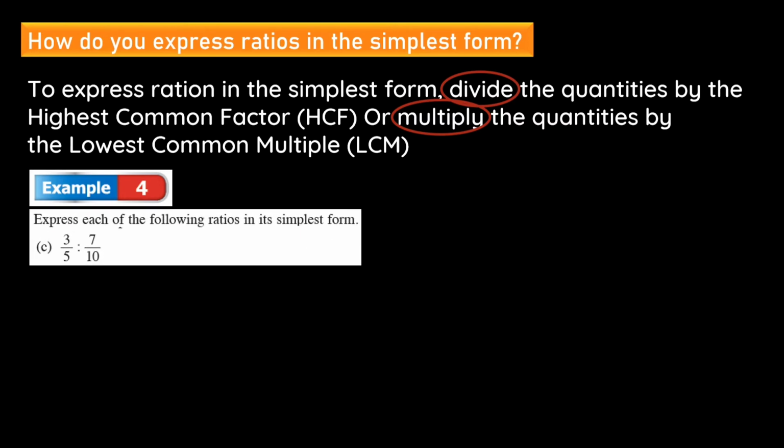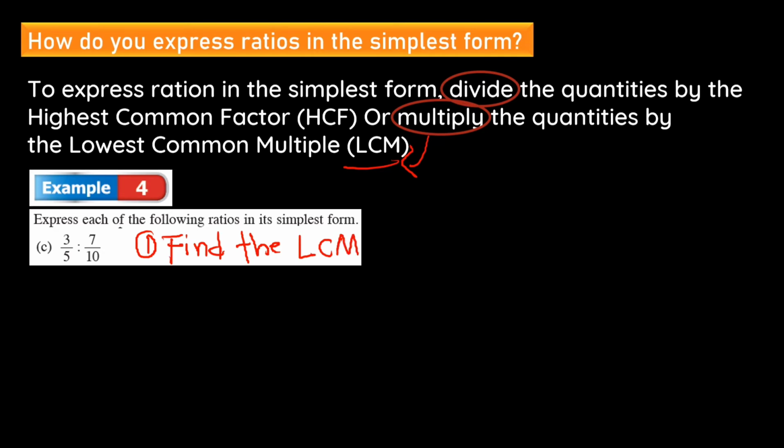Okay, question C. We need to express this fraction to its simplest form. Since this is a fraction, in order for us to make it become a whole number, or round number, we need to do multiplication. If we want to do multiplication, you need to remember that we need to find the LCM. So the first step is to find the LCM of this fraction.